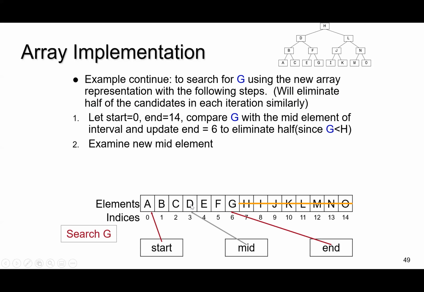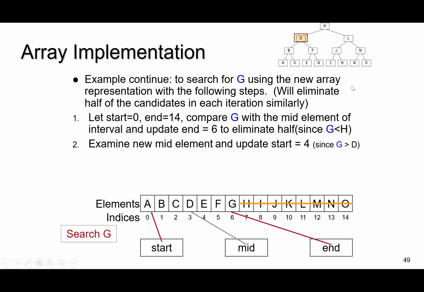Every time you get your new mid, you compare with your target value. When I compare G and D, they are not the same, so the middle element is not my target value. But never mind. Then you decide again whether to go to the left of D or the right to find G. Based on alphabetical order, G should be on the right-hand side of D. So the boundary I'm going to search is after D until 6, so I need to change my start.